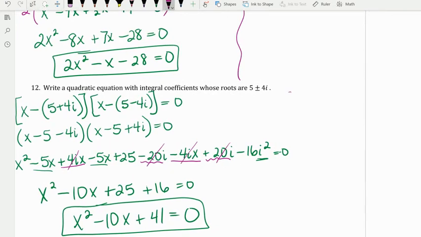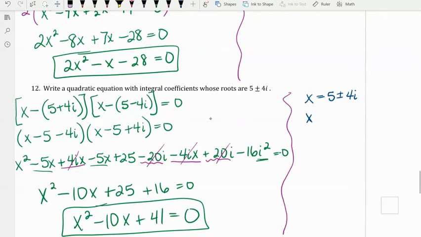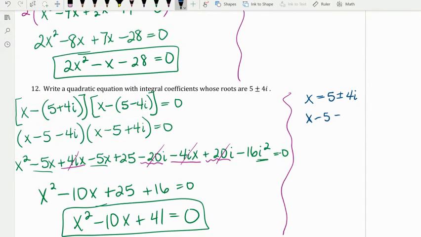If you'd like to see the other way to do this one, you kind of think about this as x equals 5 plus or minus 4i. And I'm going to unsolve that. So I get x minus 5 equals plus or minus 4i. And then I'm going to basically square both sides to get back to the radical on the right side. So I have to think about what I had to take the square root of on the right side.